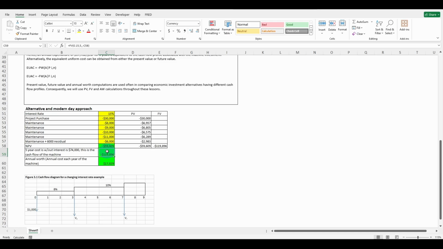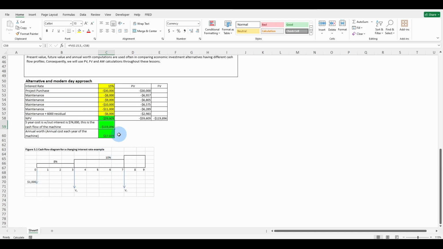Keep in mind, if you divide this 119 by 5, it's going to show 23 grand. That's not equivalent. You have to take into consideration the compounding effect.